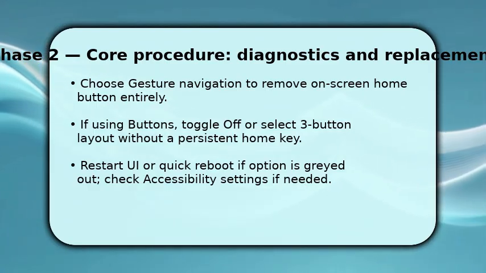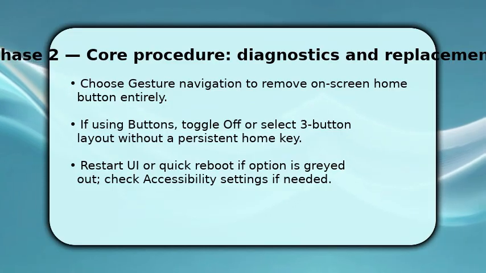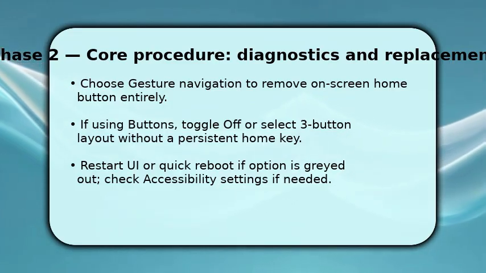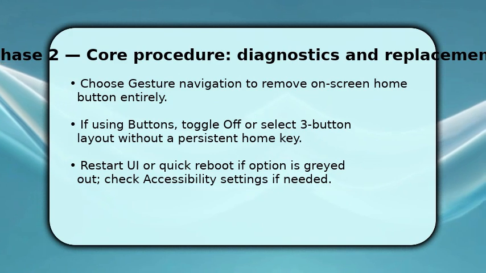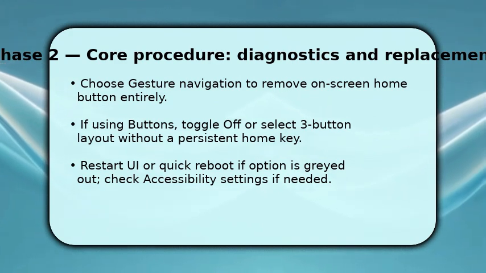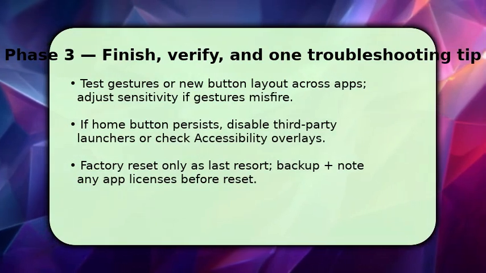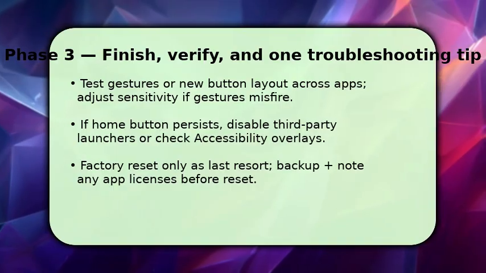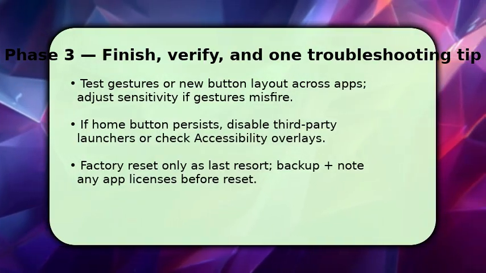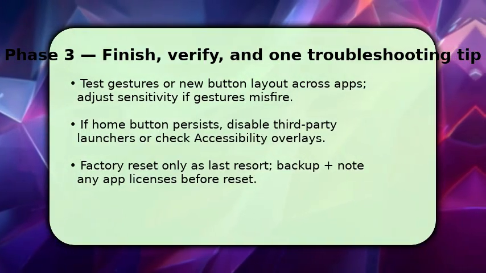You should restart the interface or perform a quick reboot if options are grayed out. Also check accessibility. Certain features can force the home icon back on. You finish by testing the gestures or button layout across common apps. This confirms the home button is gone and helps you adjust gesture sensitivity if swipes misfire.